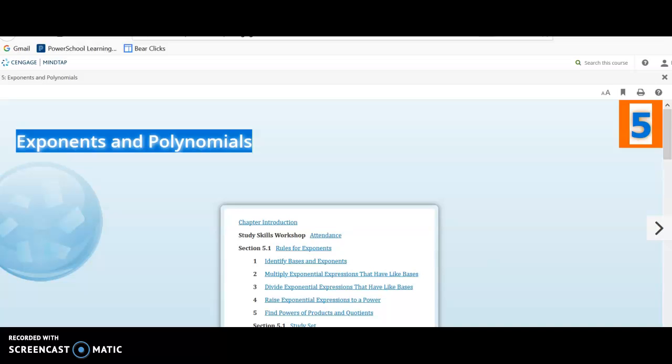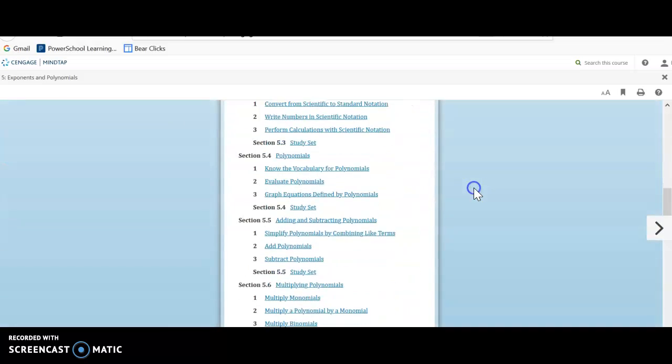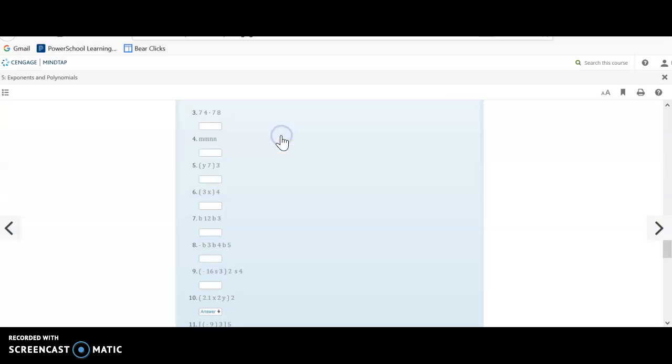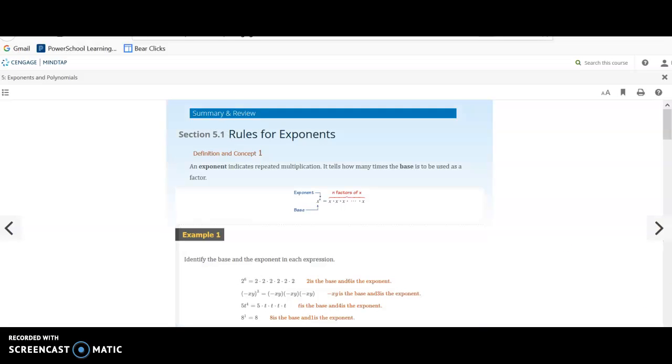So let's look. Here I am in chapter 5 of your textbook, and I'm going to scroll down until I get to the bottom. See, look right here. I want you to see that I'm going to click on the summary and review. So click. It takes me to the summary and review, and at the top, this is section 5.1, the first 4 laws of exponents that we talked about.